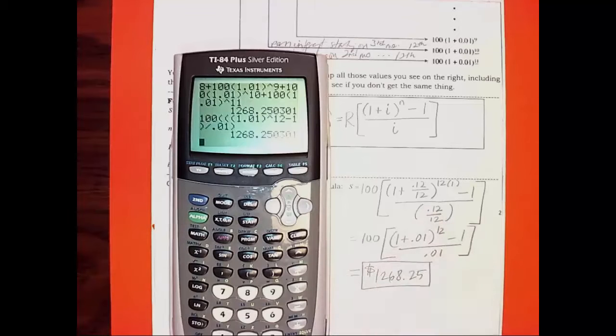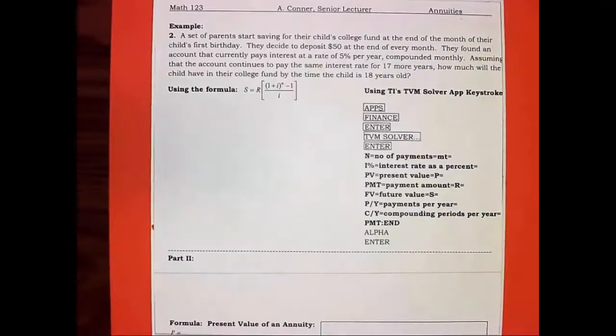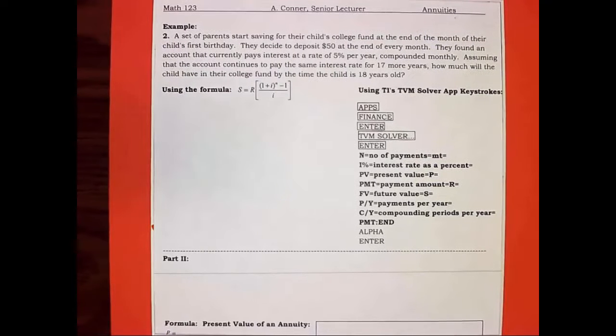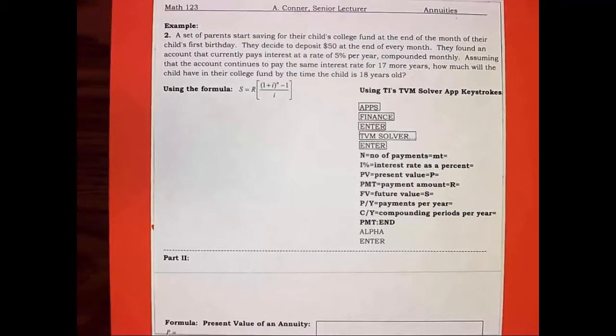So that's the accumulated sum of all of those payments and the interest that each one made throughout the months for the first year. Like I mentioned before, this particular formula will be pretty easy to recognize when it needs to be used because it'll give you some sort of wording that says find the total amount that's going to be in the account, or something to that effect.